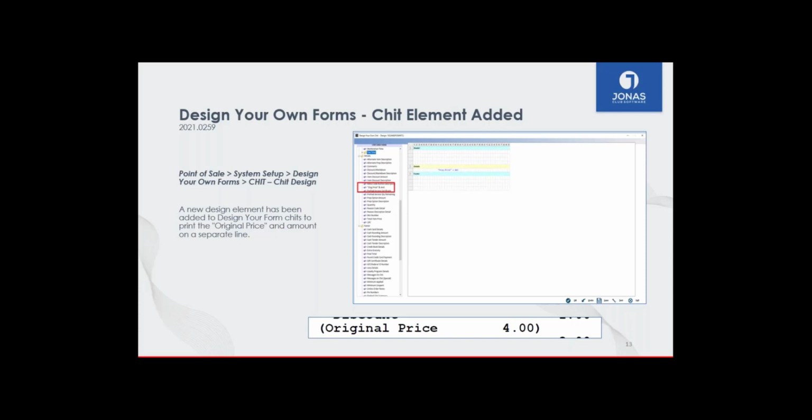And you actually have the ability to customize what fields you want displayed on those printouts. Okay, so the new field we added for the chits is the original price. So if you can see that in the screenshot at the bottom of my slide here, it's going to show specific discounts with their original price on the chit.